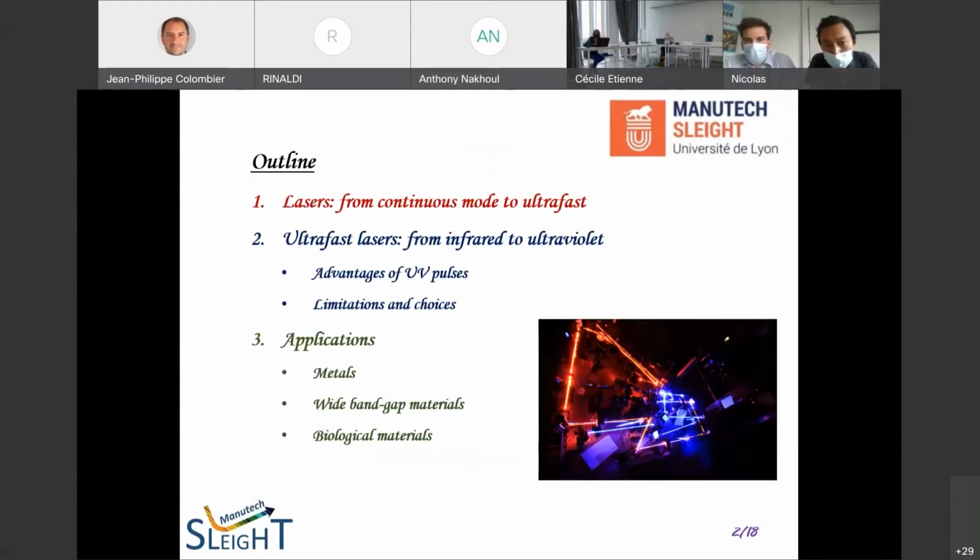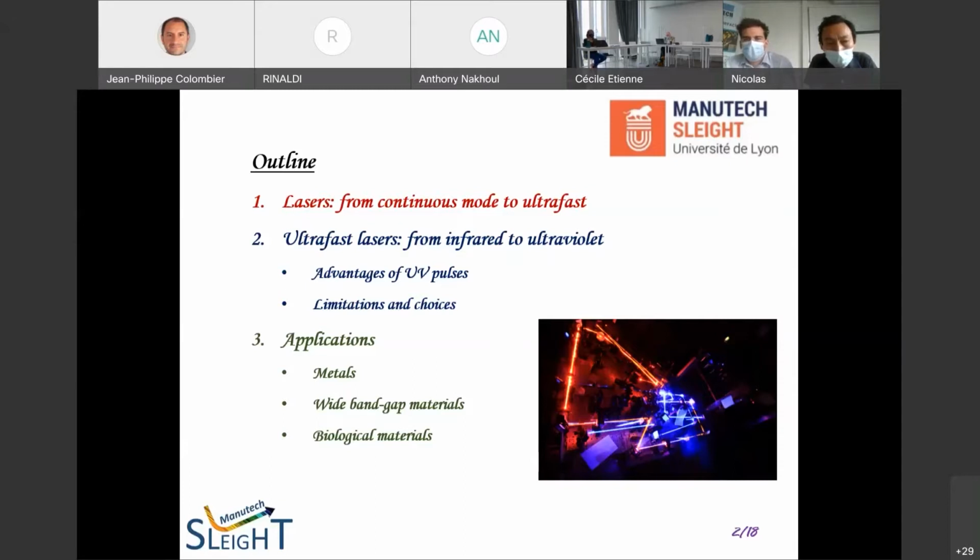At the beginning, I'll make an introduction to lasers for people who are unfamiliar with the topic. We will look at a continuous mode laser, and then at interactions between laser and materials. We will see the differences in the interaction when the laser changes from continuous mode to ultrafast laser pulses. Then we will stay in the ultrafast laser mode.